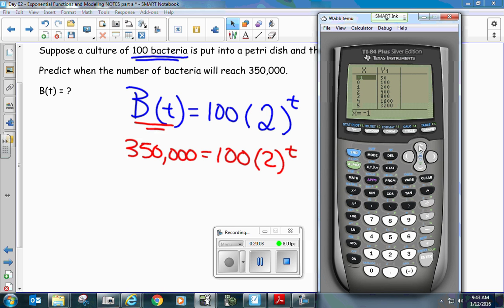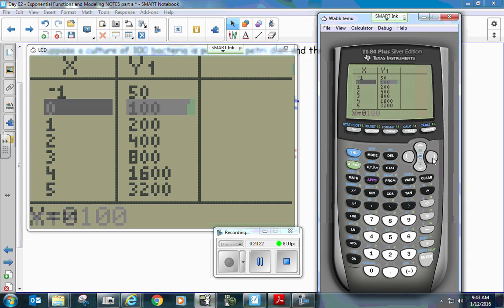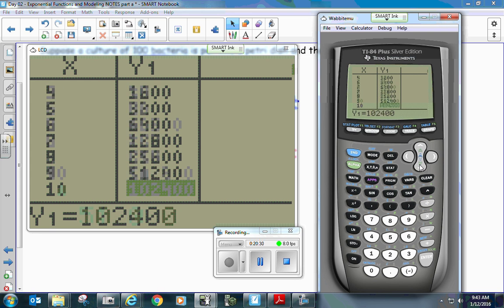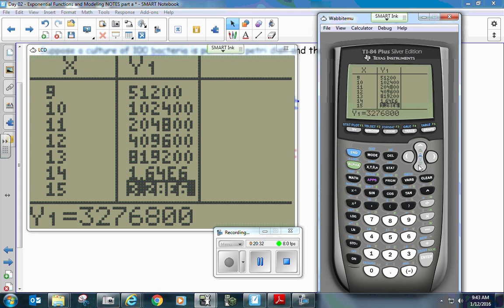And what is t? T is time in what, according to the problem? Hours. It's time in hours. So at 0 hours, we're at 100. That's good. It's our initial value. After the first hour, doesn't it double? 200. The next hour, 400. It keeps on going up. I've got to find where I'm at 350,000.